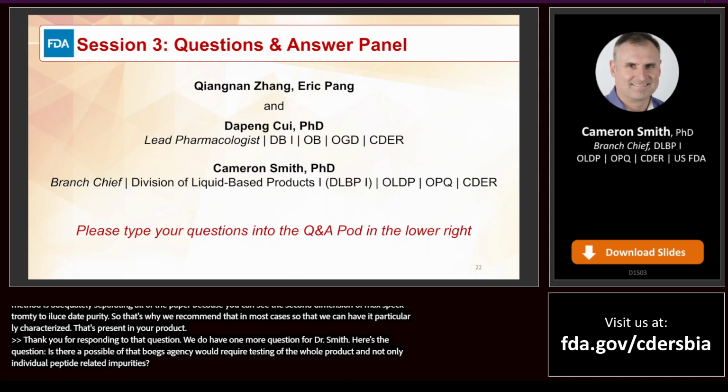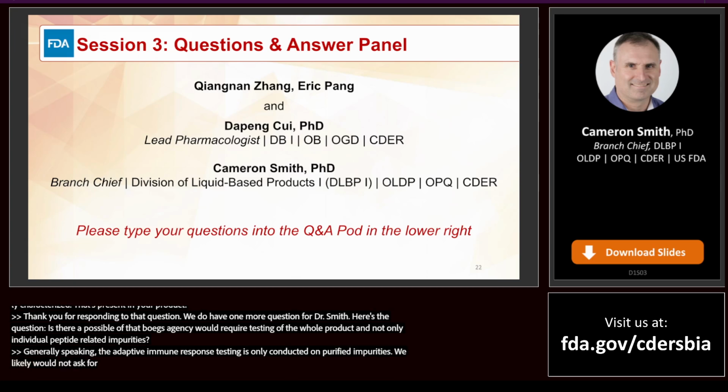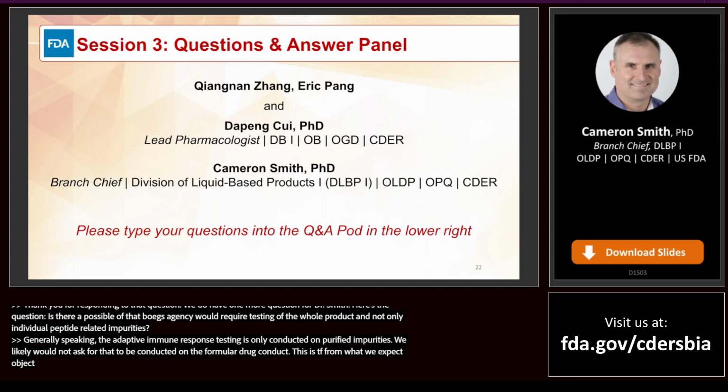No, generally speaking, the adaptive immune response testing is only conducted on purified impurities. We likely would not ask for that to be conducted on the formulated drug product. And so this is in contrast to what we'd expect for the innate immune response assays, which are conducted on the fully formulated product.